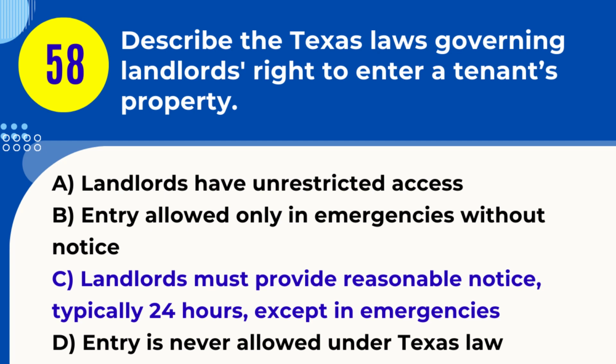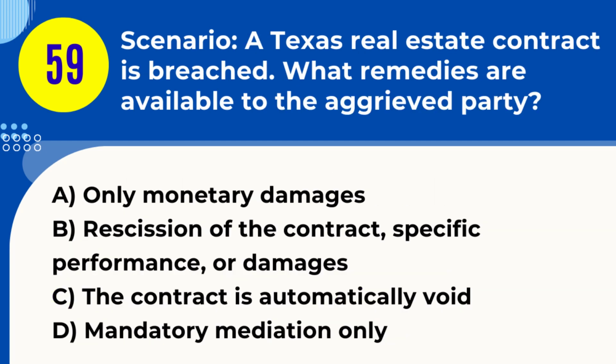Explanation. Texas law stipulates that landlords must provide reasonable notice, usually 24 hours, before entering a tenant's property, except in cases of emergency or if it's otherwise stipulated in the lease. Question 59. Scenario. A Texas real estate contract is breached. What remedies are available to the aggrieved party?